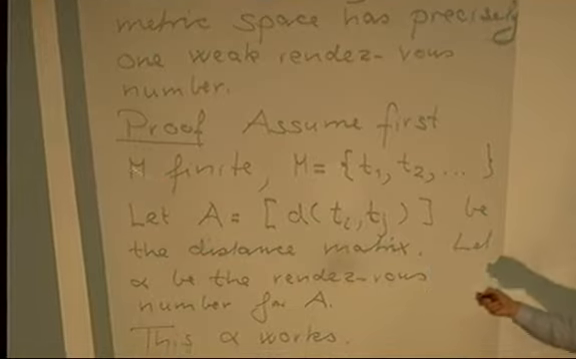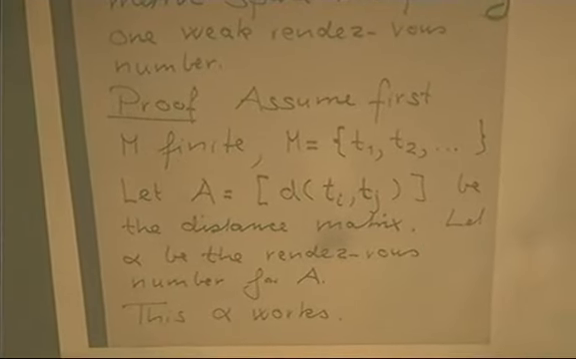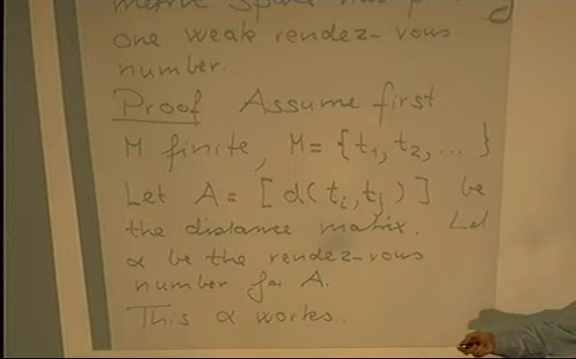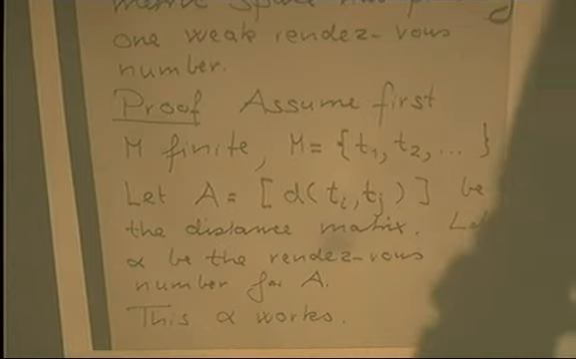Let me first look at the interesting case when our metric space is finite. Let's assume that the elements are T1, T2, etc. And let me show what the weak rendezvous number is. Let's look at the distance matrix. You have finitely many points, and we look at all the distances, and we can write them as a matrix. And of course, that's a symmetric matrix. And let alpha be the rendezvous number of this symmetric matrix. Then it turns out that this alpha actually works.